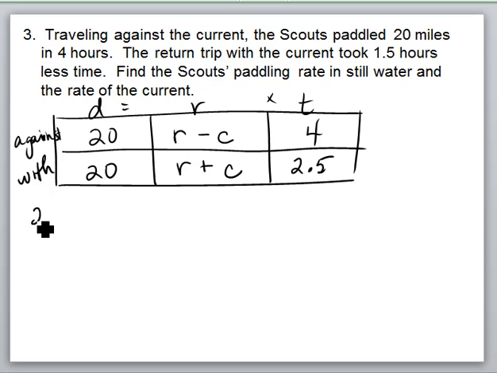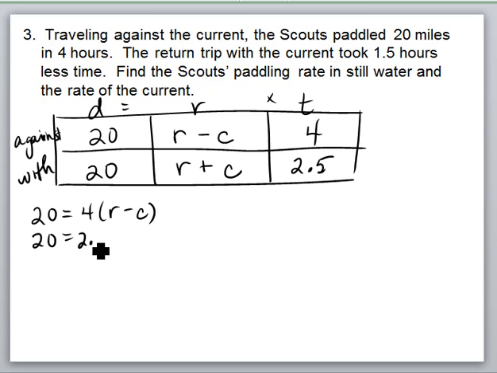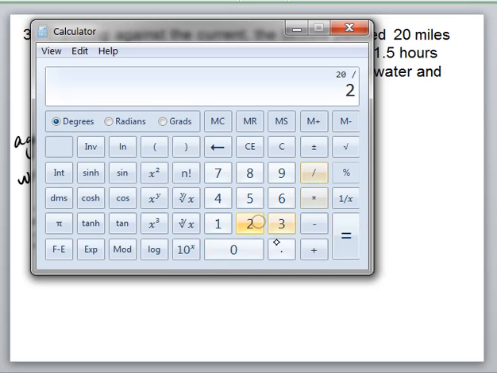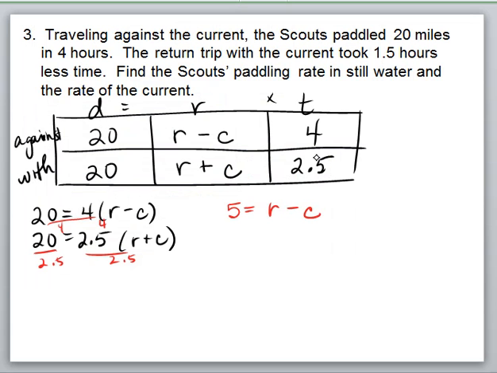My two equations would be 20 equals 4 times your rate of r minus c, and this other one would be 20 equals 2.5 times r plus c. Again, problems are much easier to solve if you just divide by 4 on both sides, which would give us the new answer of 5 equals r minus c. Here I'll divide by 2.5 on both sides. 20 divided by 2.5 is 8. And so I showed you to use your calculator, and so you get 8 equals r plus c.